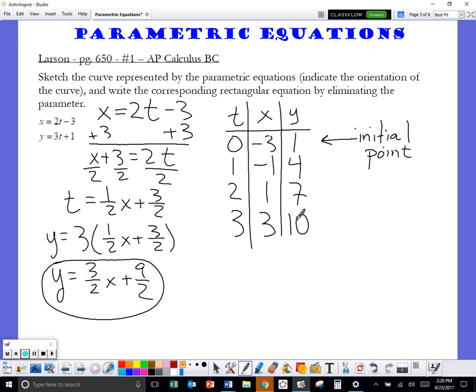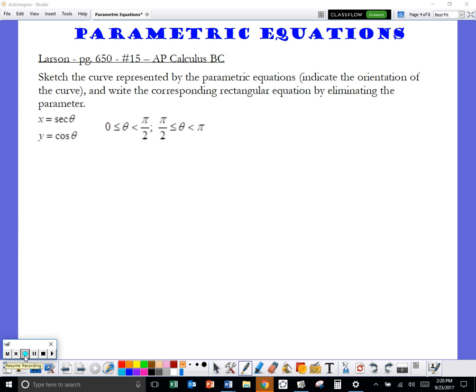All right, let us move on to another sample problem out of Larson. And now, problem number 15 on page 650 out of the big L. And this one says, sketch the curve represented by the parametric equations, again, and write the corresponding rectangular equation by eliminating the parameter. And you say, holy moly, what do we do with this one? Suddenly, this isn't linear. So we have to decide what we need to do.